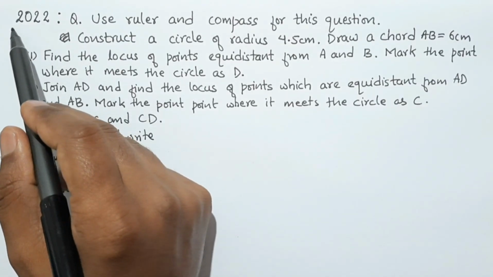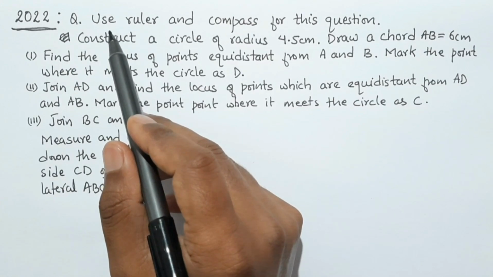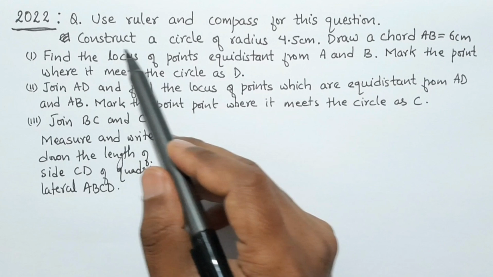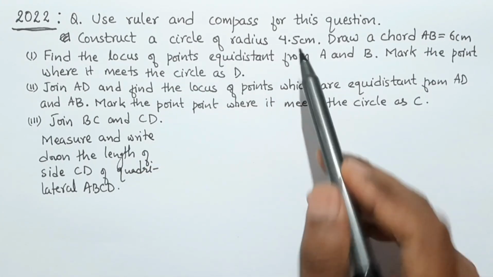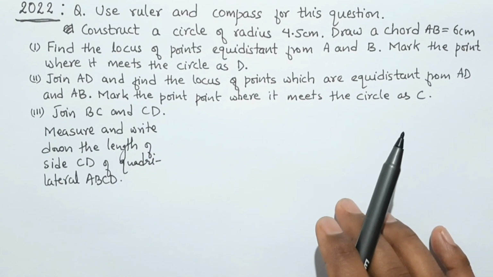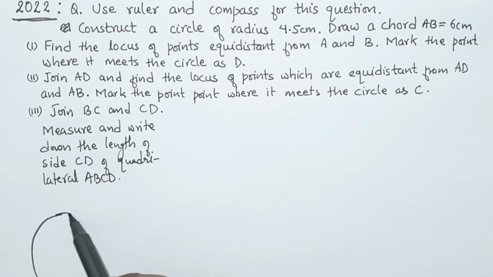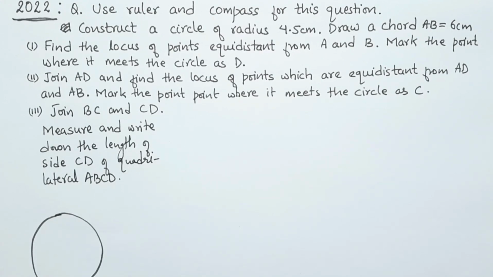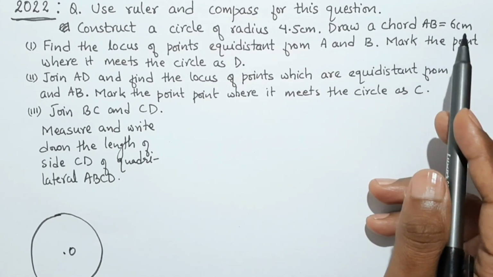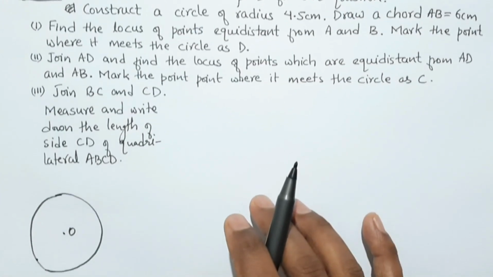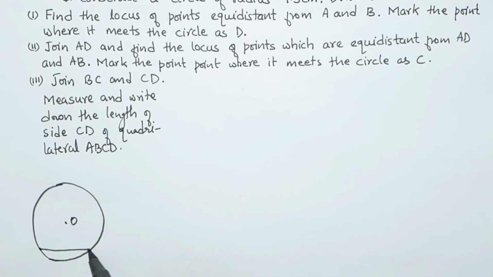This question is from 2022. The first part is the same: use ruler and compass for this construction. The question is to construct a circle of radius 4.5 centimeter. So first we have to construct a circle. Here is the rough sketch. Let this be the center. Draw a chord AB of 6 centimeters. So we need to construct a chord. This is AB, a chord of 6 centimeter.